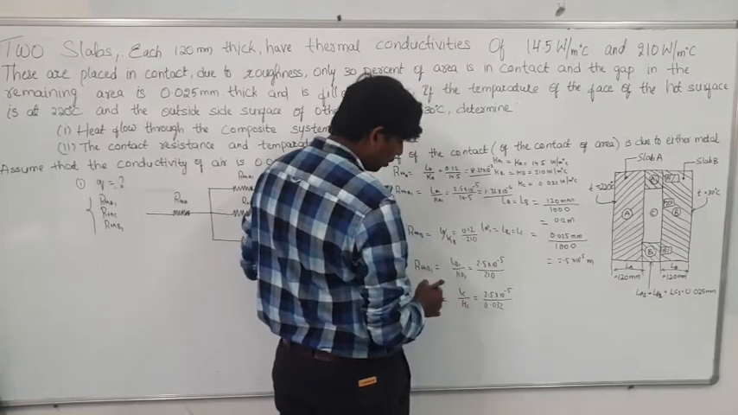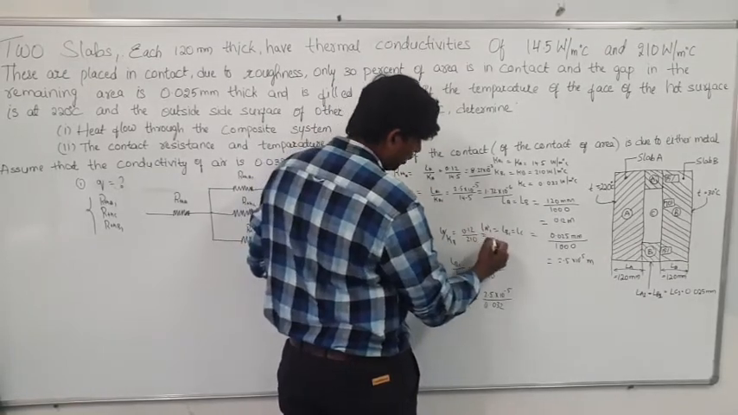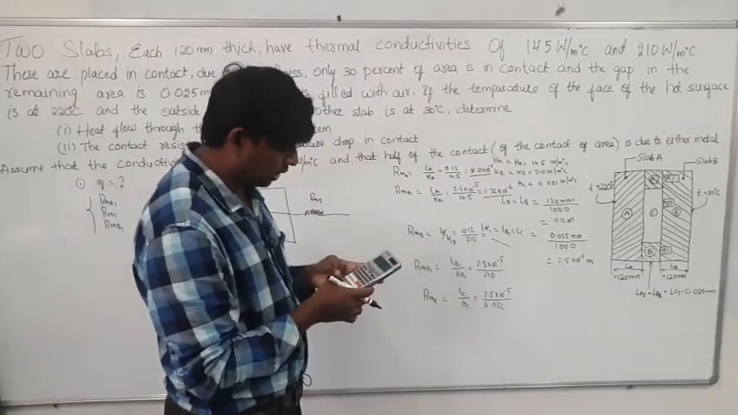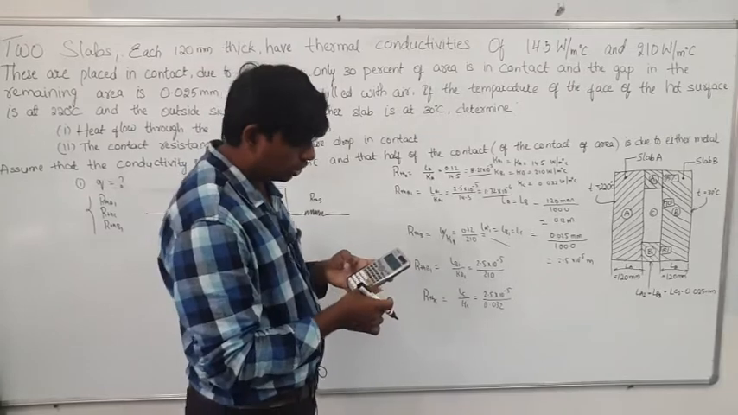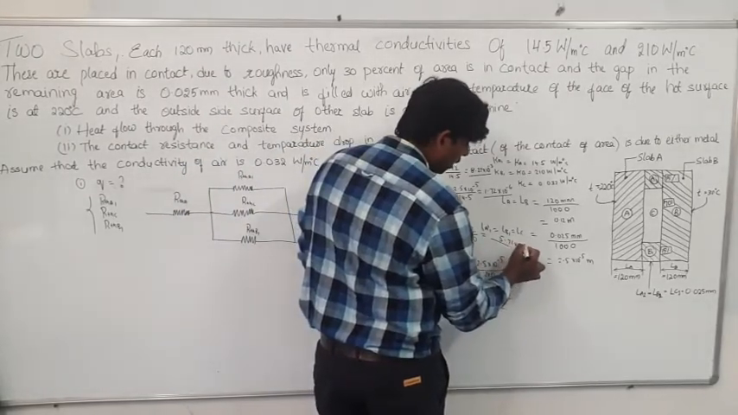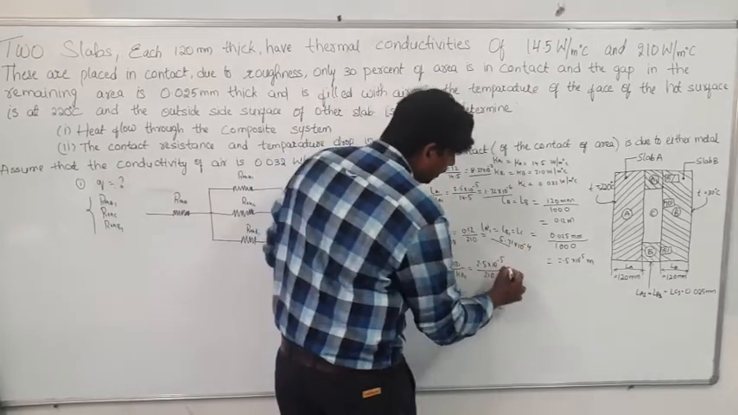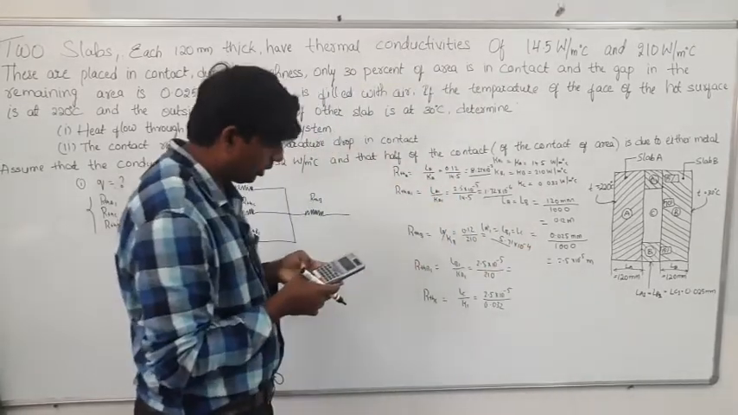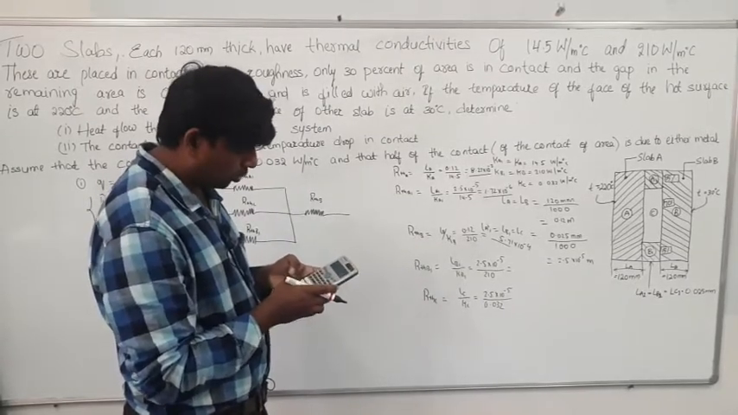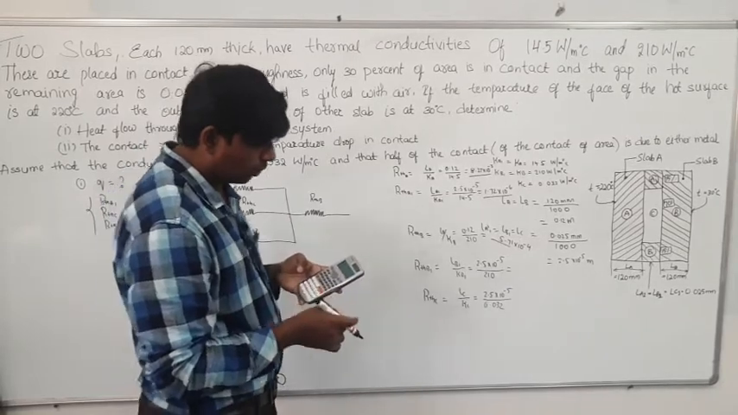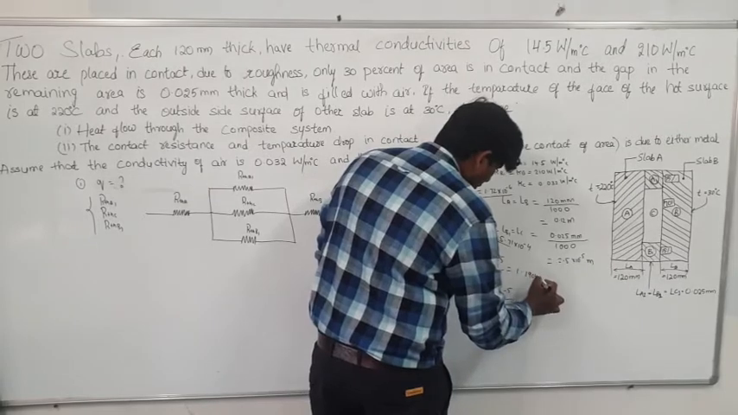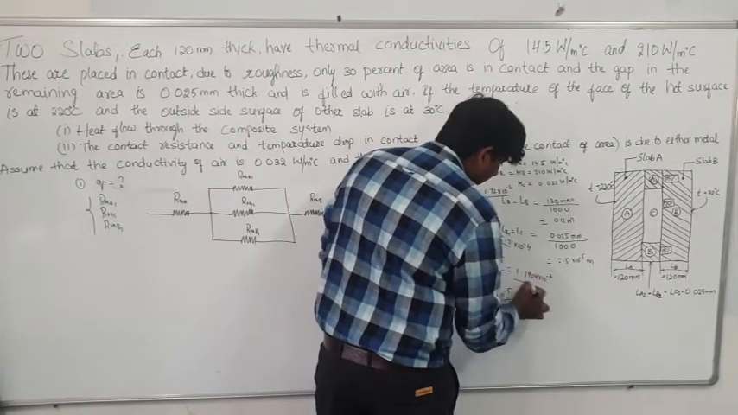After that you have to find out the third value. This is the third value. As you can see here, what is the value here? 0.12 divided by 210. So how much you are getting? 5.714 into 10 to power of minus 4. Next one is there. What is there? 2.5 into 10 to power of minus 5 by 210. So how much you will get? 1.1904 into 10 to power of minus 7.